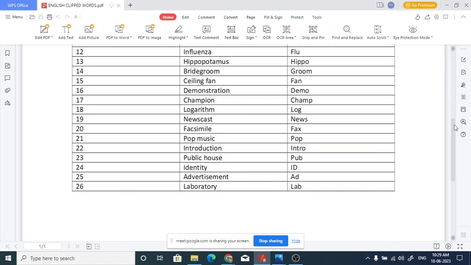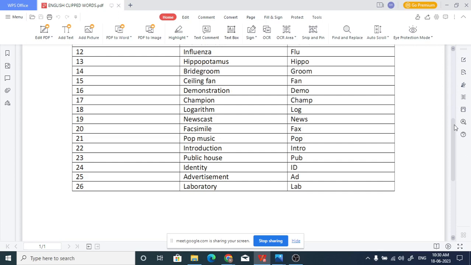Okay. Influenza. That is called flu. It is a disease. Influenza disease, that in short is called flu. In India, we use more of flu. Only the medical people use influenza. Hippopotamus. In short form, it is called hippo. You know hippopotamus? What is hippopotamus? It's an animal. The biggest wild animal, sir. Yeah, it's a wild animal.